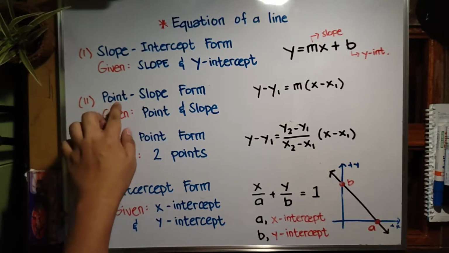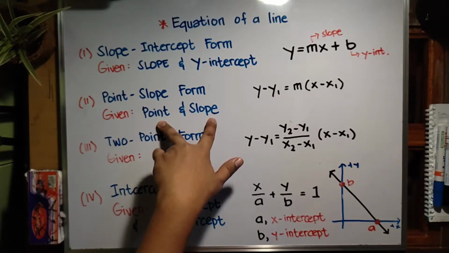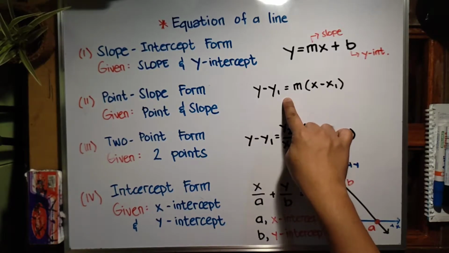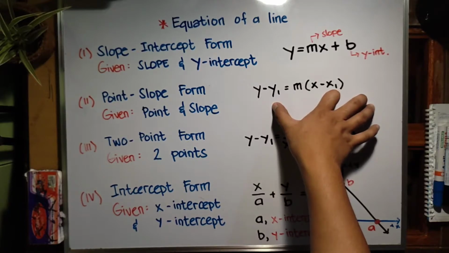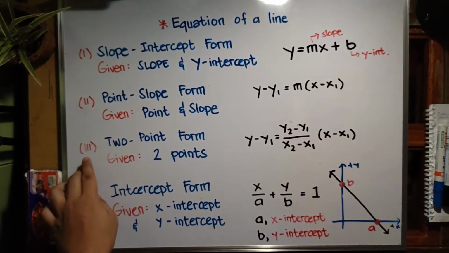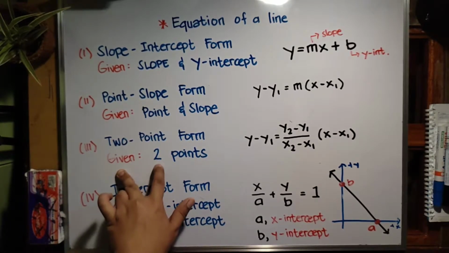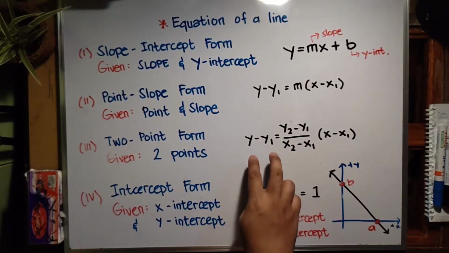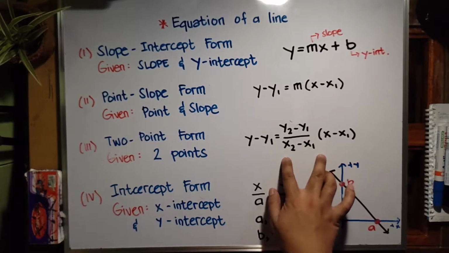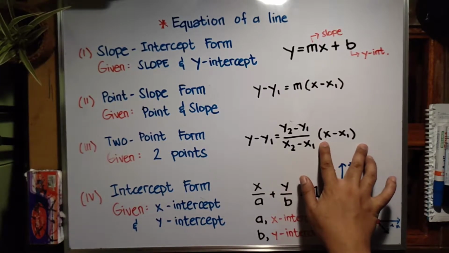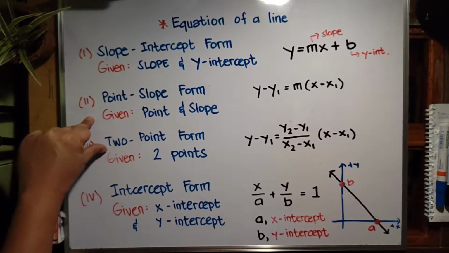Next one is we have this point-slope form. We are given a point and a slope. So it is in the form y minus y sub 1 is equivalent to m times x minus x sub 1, where x1 and y1 are the point. Okay? Next one, we have this 2-point form. We are given 2 points. Okay? Dalawang points. It is in the form y minus y sub 1 equals y2 minus y1 over x2 minus x1 times quantity x minus x sub 1. Take note, si point slope form and si 2-point form magkapareha lang.